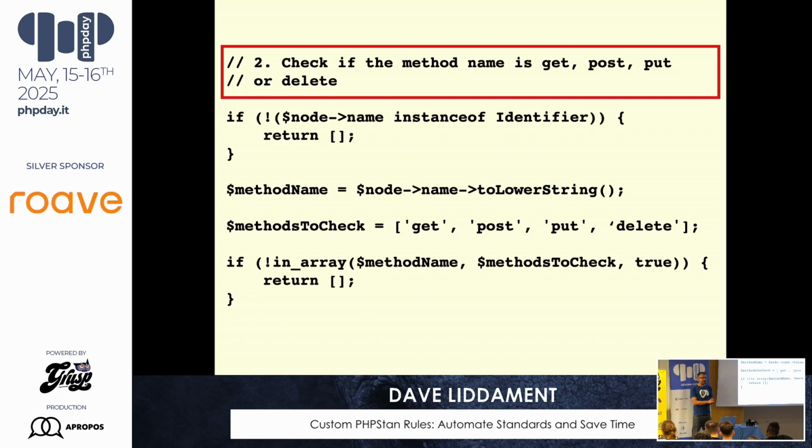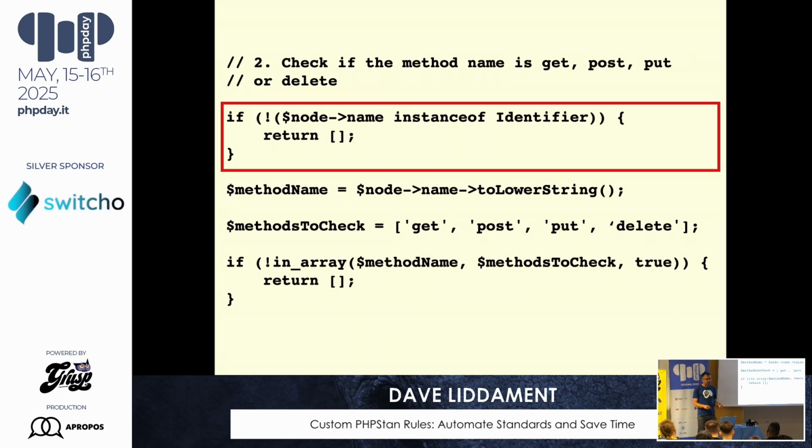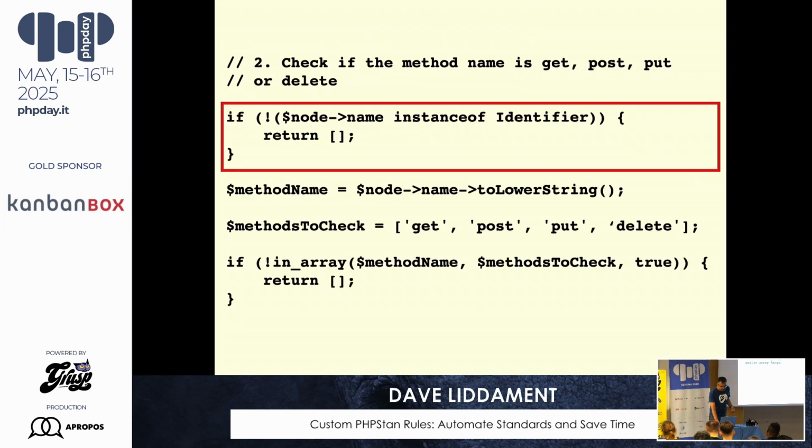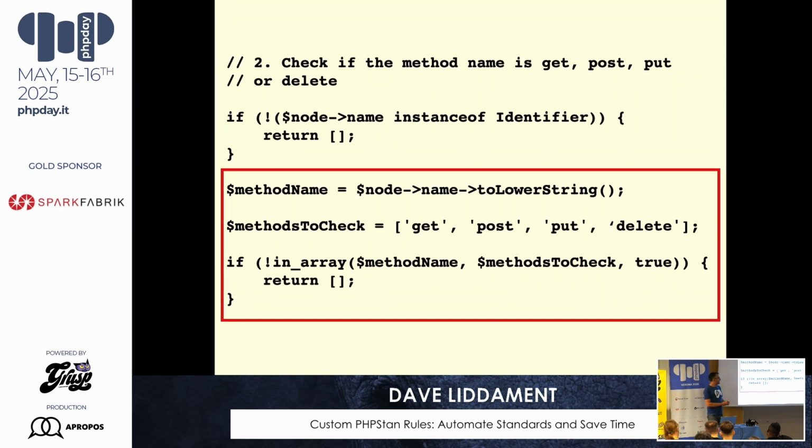The second thing we're interested in is, is this a method that we need to then look in more detail at? Again, I'm only interested in identifiers. And again, if we look at what $name can be, it can be an identifier or an expression. So we're just going to keep it simple for this rule. If it's not an identifier, then exit early. Otherwise, is the method one of get, post, put, and delete? If it isn't, then we'll exit. And if it is, then we get on to stage 3.